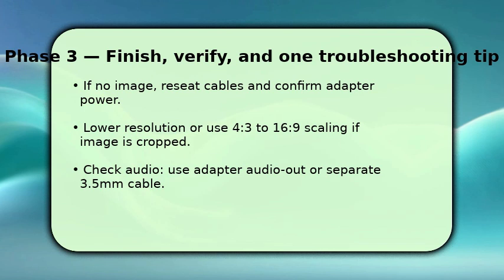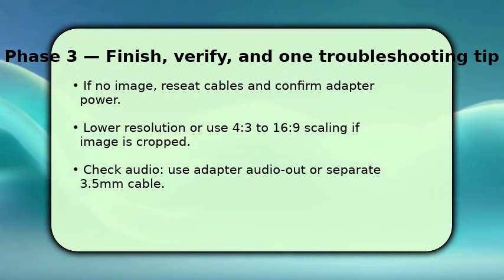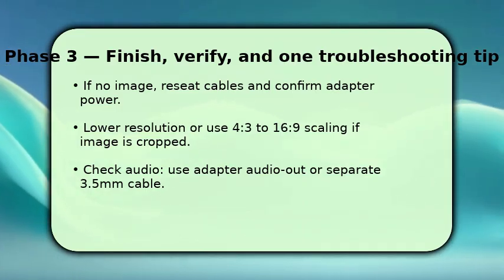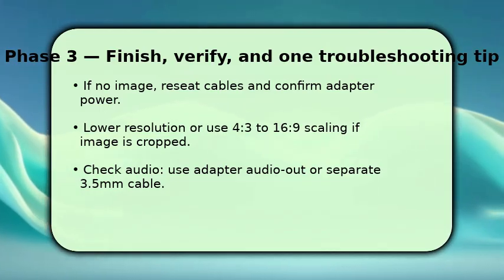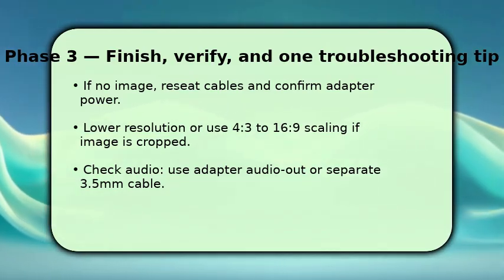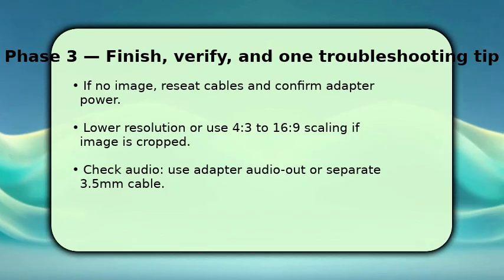If the image is unstable, lower the resolution or select a standard aspect ratio, because adapters have limits. For sound, route audio through the adapter's audio jack or run a separate 3.5 mm cable to the TV. Keep an alternate HDMI-capable device handy for testing.